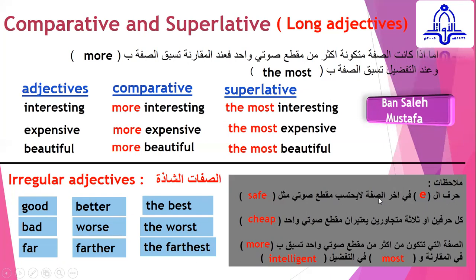ملاحظات: حرف الإي في آخر الصفة لا يحتسب مقطع صوتي مثل الصفة safe. عندي الإي فيها لا تحتسب مقطع صوتي، إذا هذه متكونة من مقطع صوتي واحد وهو الA. In comparative it will be safer. In superlative the safest. كل حرفين أو ثلاثة متجاورين يعتبران مقطع صوتي واحد. For example the adjective cheap حرف الEA متلاصقان أو متجاوران يعتبر مقطع صوتي واحد. في المقارنة it will be cheaper. In superlative it will be the cheapest. الصفة التي تتكون من أكثر مقطع صوتي تسبق ب more في المقارنة و the most في التفضيل. For example intelligent it will be more intelligent and the most intelligent.